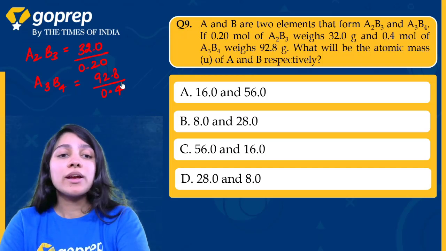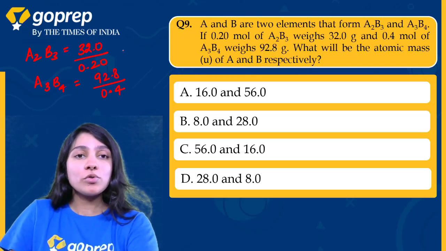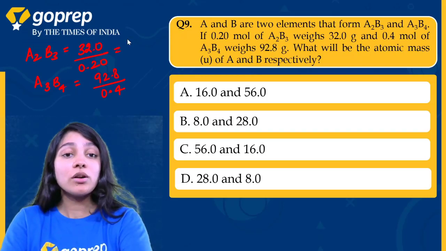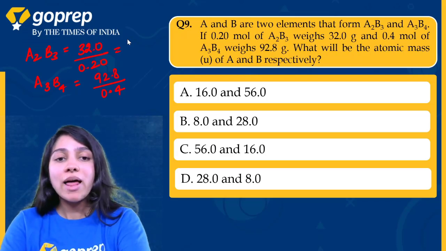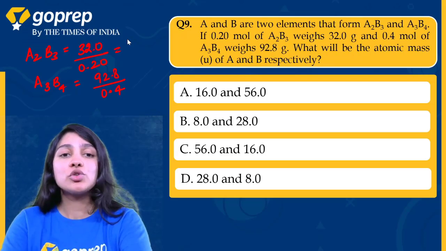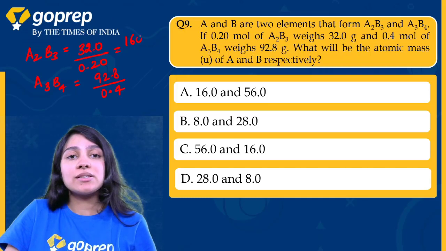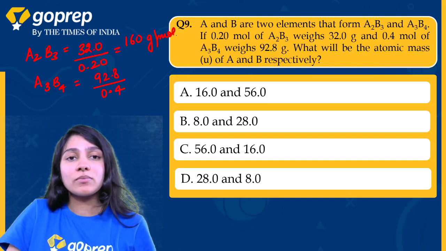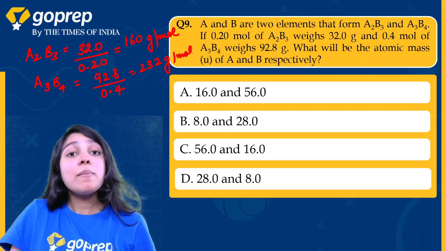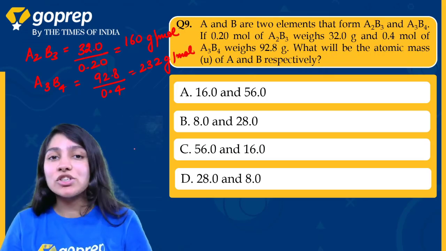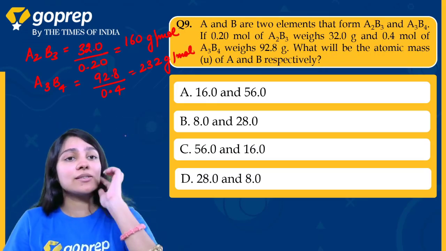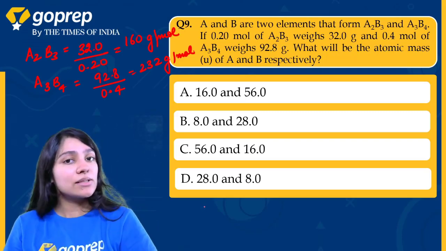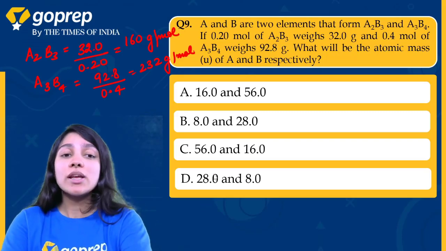When you solve it, it comes out to almost 160 grams per mole, and the other comes out to 232 grams per mole. So 160 grams per mole and this 232 grams per mole. Now from here we get 2 equations, like the equations in maths. We have considered A and B, right? So how will we write A and B?